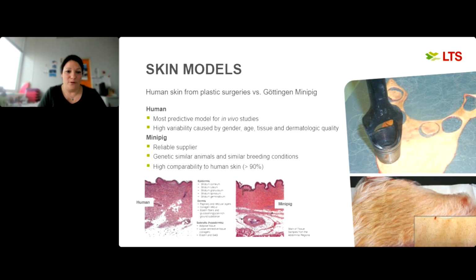I mentioned before that in the in vitro permeation study, we normally use skin models, and we have two possibilities to use skin models as barrier function. So first of all, you can use human skin. In Europe, it's common to use human skin from plastic surgeries. I know that in the US, it's more common to use cadaver skin. This is the most predictive model for, let's say, in vivo conditions and in vivo studies, and we often say human skin is our gold standard for in vitro permeation trials.